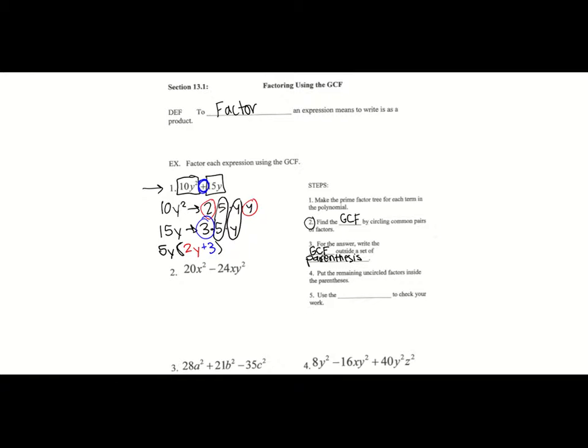And then my final step is to use the distributive property to check your work. So if we do that, we would have 5y times 2y. 5y times 2y gives me 10y squared, and then 5y times 3. 5 times 3 is 15y. And that's what I started with. So I know that this right here is my answer. Okay, let's look at number 2.